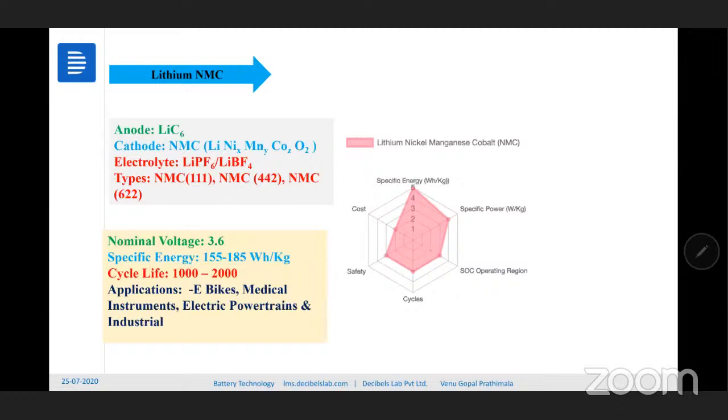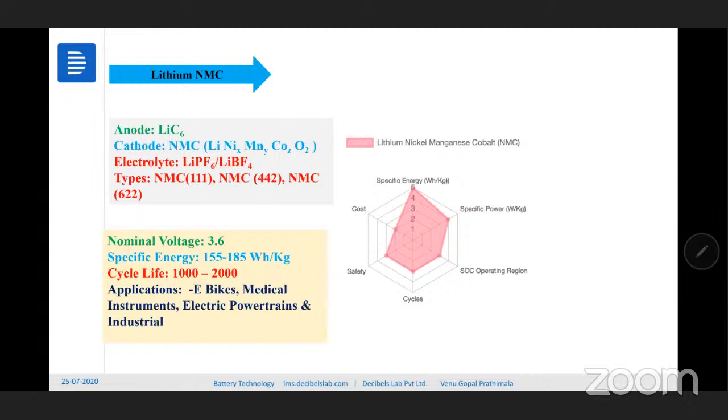So here, in lithium NMC, the anode is as usual lithium carbide, and the cathode is NMC, where N stands for nickel, M stands for manganese, and C stands for cobalt.